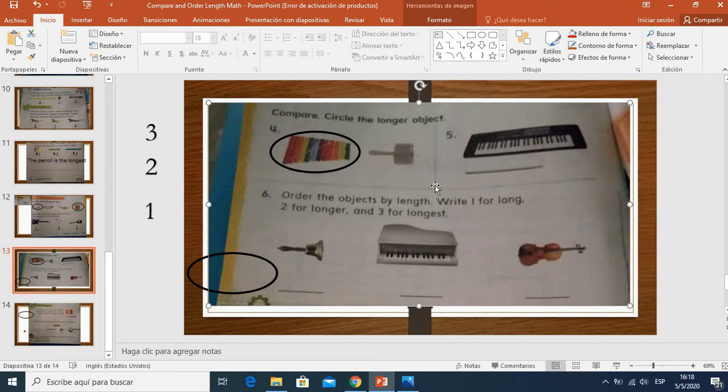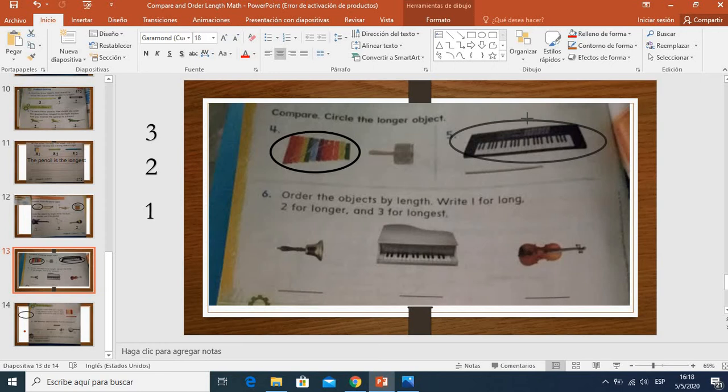Now, which one is longer? The one at the top or the one at the bottom? The keyboard? Yes, the keyboard is longer. Nice. Circle it with your pencil. Very good, guys. You are awesome. Now, if you see, both objects are long, but the keyboard is longer. All right? Okay, now exercise number 6.